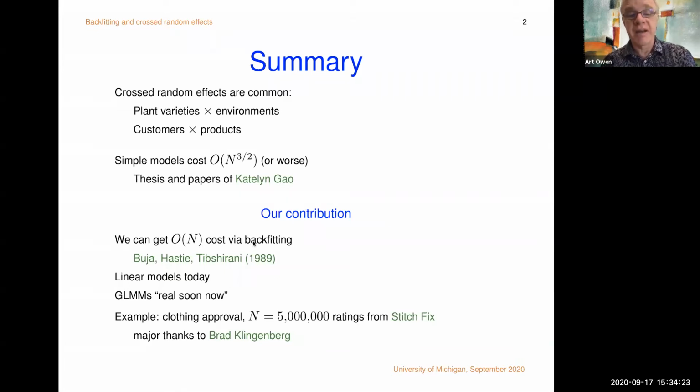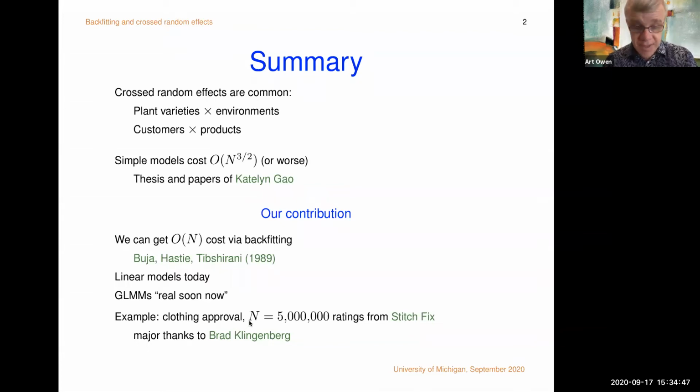And we're going to use backfitting. This is an old idea, from a paper by Buja, Hastie, and Tibshirani. So we'll do backfitting, and then it'll be order n. And we're going to do linear models, so we're going to do generalized least squares. And we're cooking up generalized linear mixed models. Okay, so we have something, I'll say real soon now, which means it feels like it's soon, but you never know.